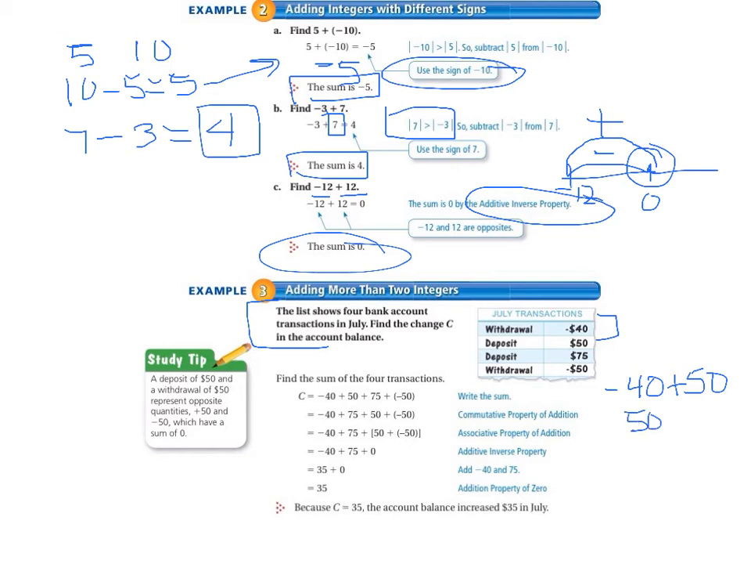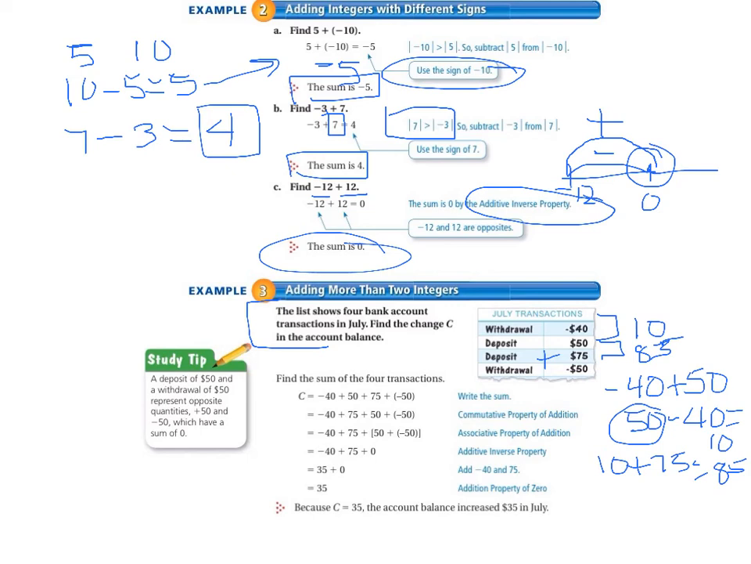They have different signs, so you take their absolute value and you say 50 minus 40 equals 10. So that 50 had the larger absolute value and it was positive, so you had $10 after that transaction there. And then you're adding $75, so 10 plus 75 equals 85. So if you come down here, you have $85.